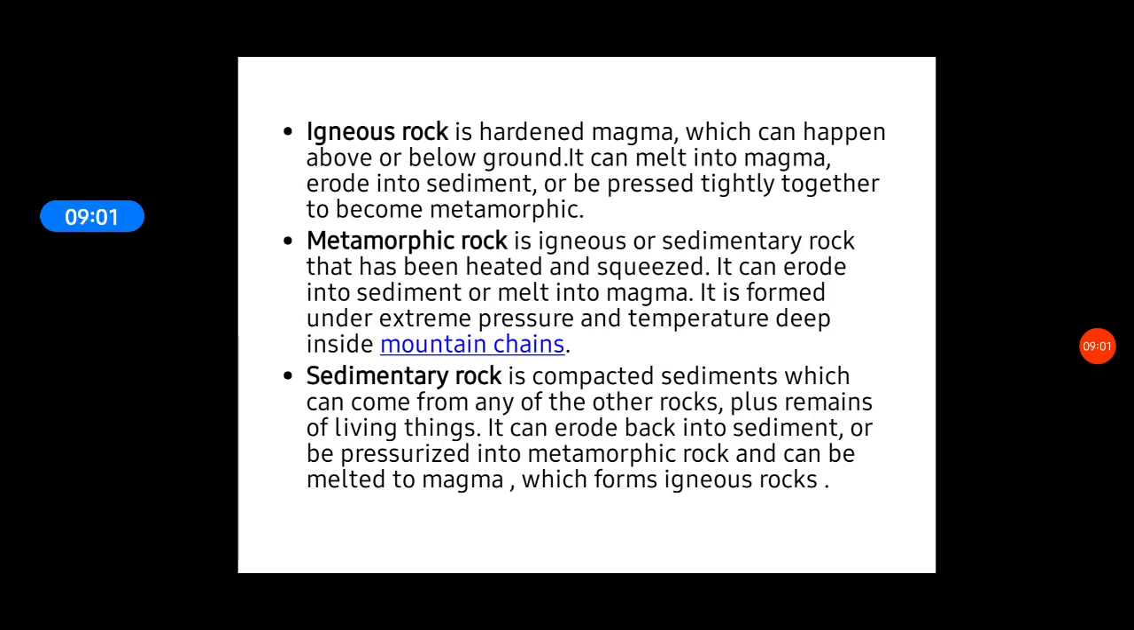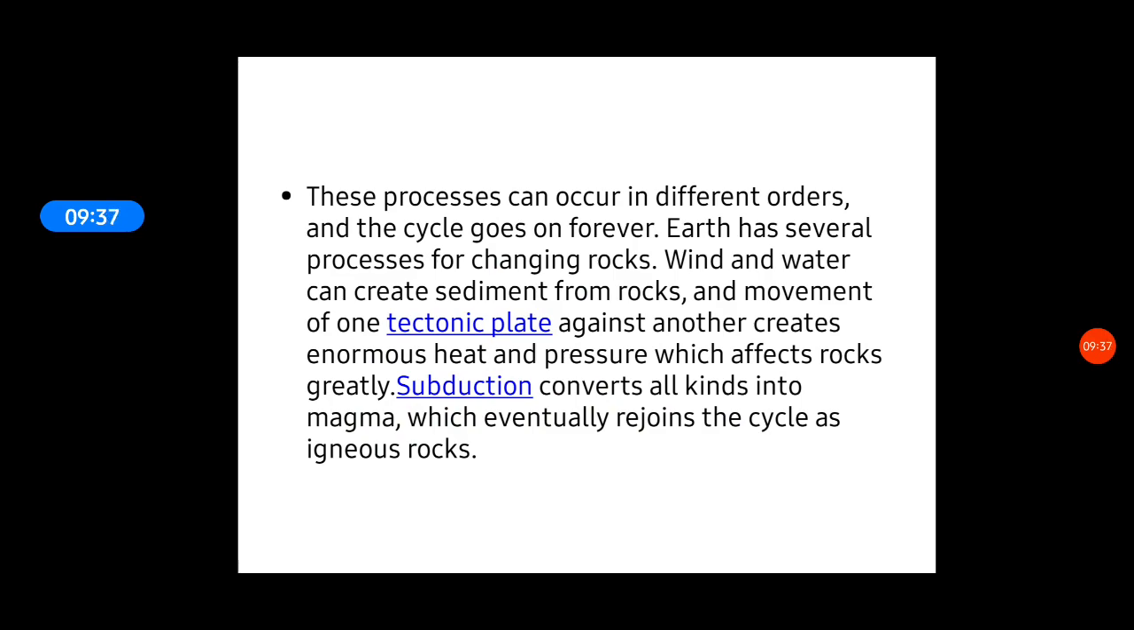When I am talking about the procedure, either it may stay in its own form or it may change its form to the other when exposed to the various geological conditions. And it can be melted to magma which forms igneous rocks. Now see, sedimentary rocks when exposed to extreme high heat can melt down, becoming bubbling liquid, and when it then cools down, it may form igneous rock. That means either above the ground or under the ground when the magma cools and settles down. So, now the process can occur in different orders and the cycle goes on forever.